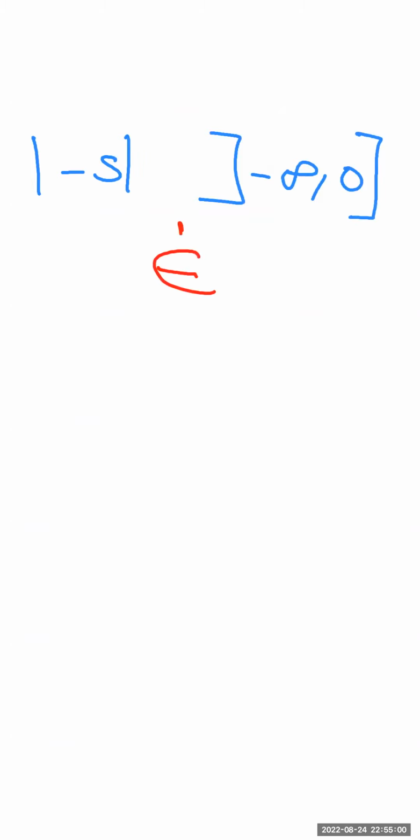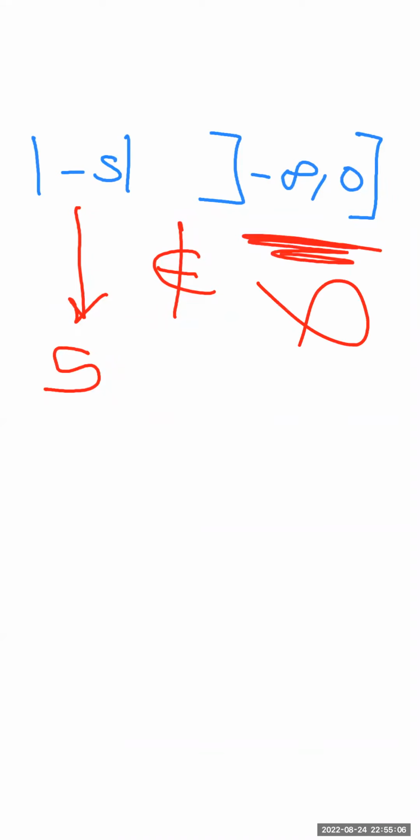The absolute value of -5, and the interval negative infinity to 0. Not belong. Very good. Why not belong? Because the absolute value of any number is positive, so it equals 5. Do we have 5 here? No. Okay, great.